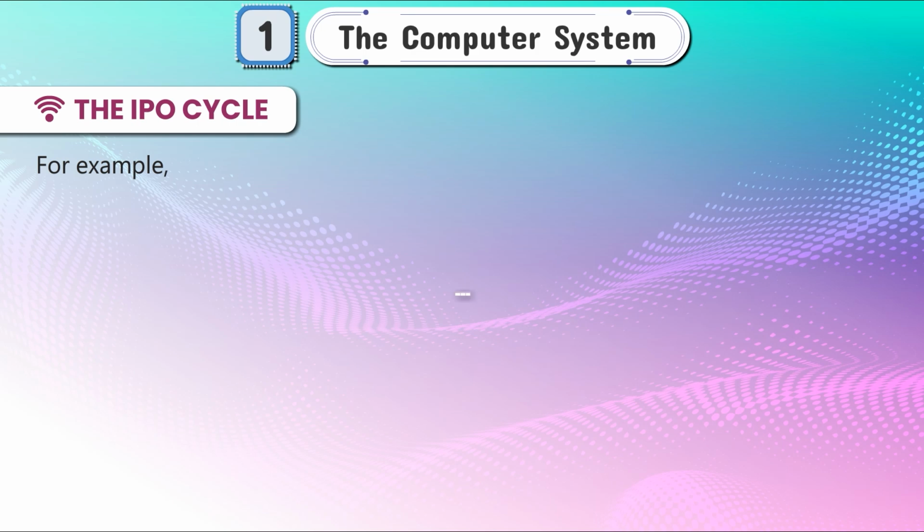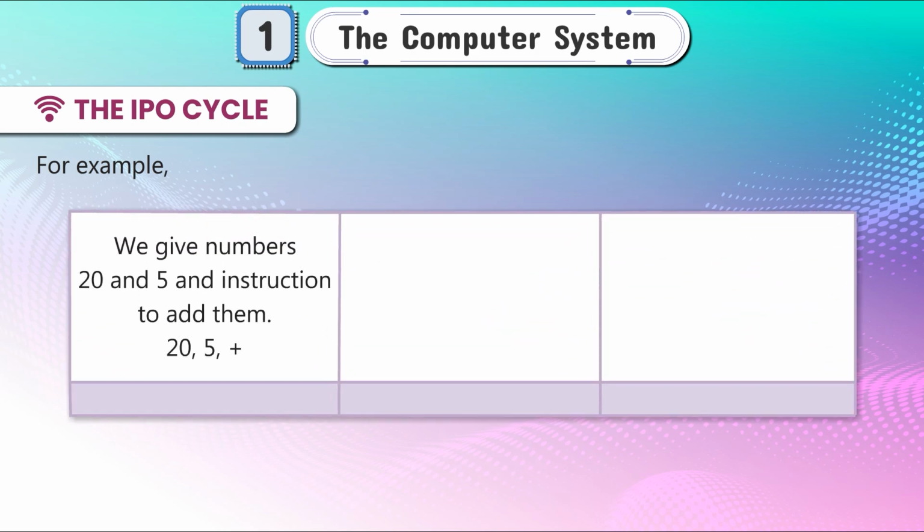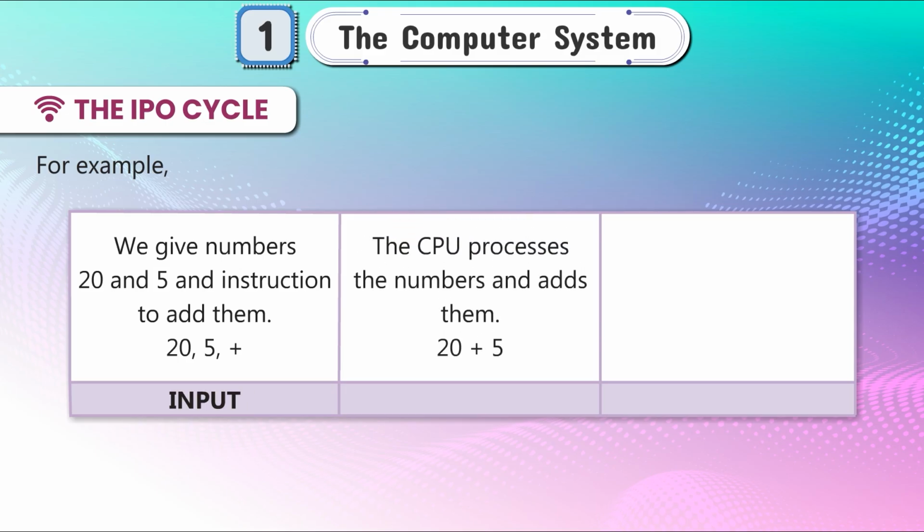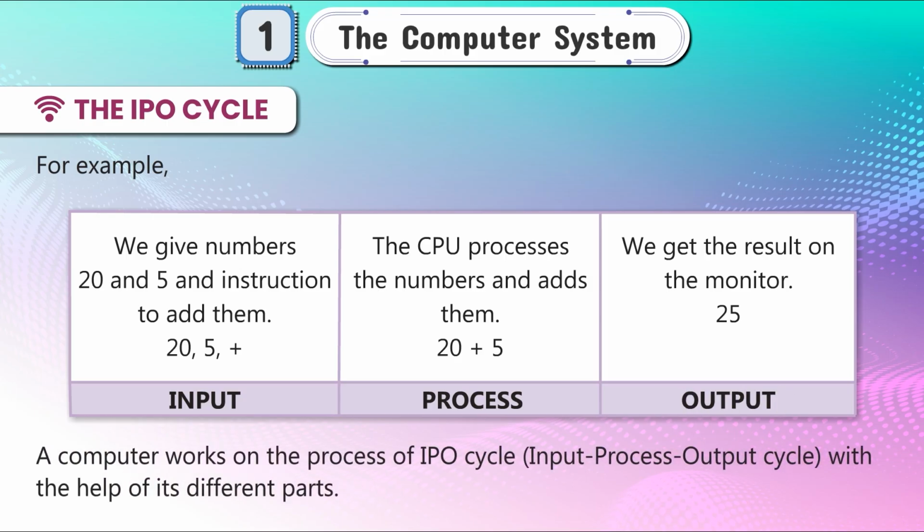For example, we give numbers 20 and 5 and an instruction to add them. 20 plus 5, that is input. The CPU processes the numbers and adds them. 20 plus 5, that is process. We get the result on the monitor. 25, that is output. A computer works on the process of the IPO cycle, input, process, output, with the help of its different parts.